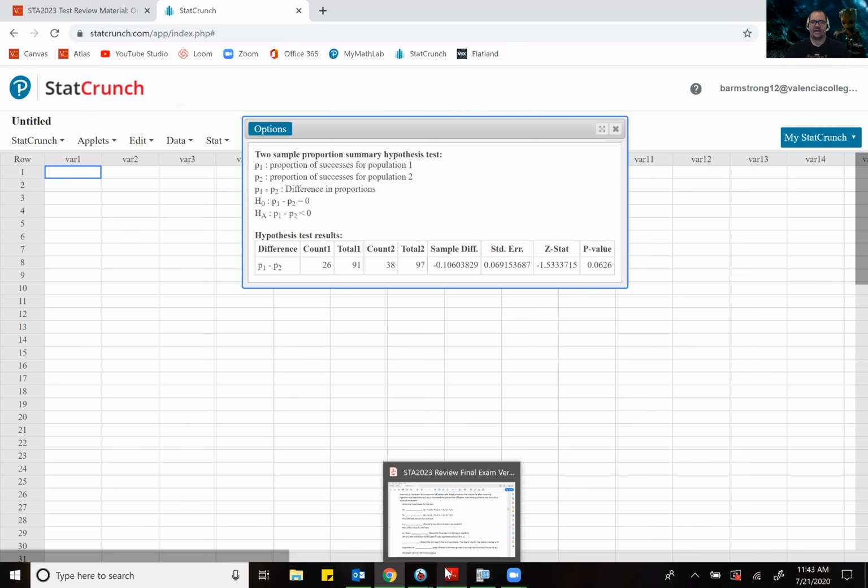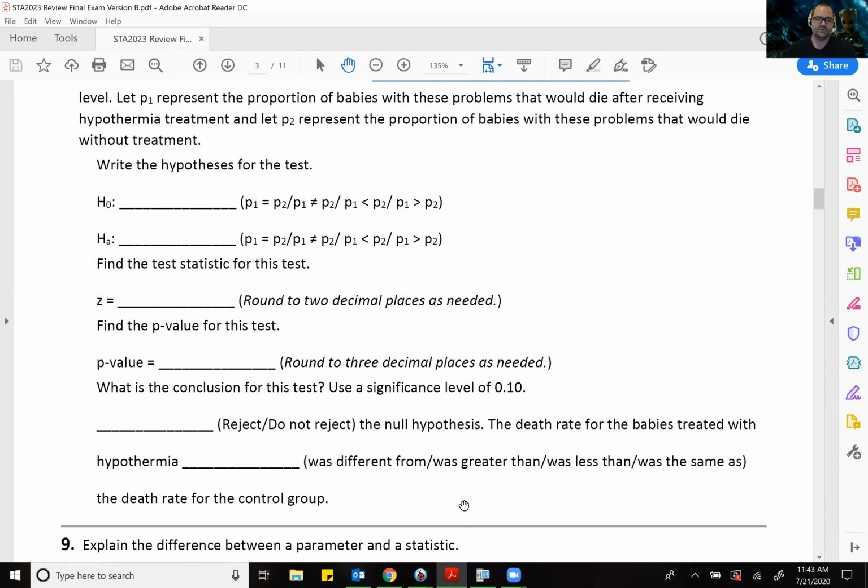So now we have all the information we need to answer the last piece, because we know the significance level, or in other words, alpha, is equal to 0.10. All right.